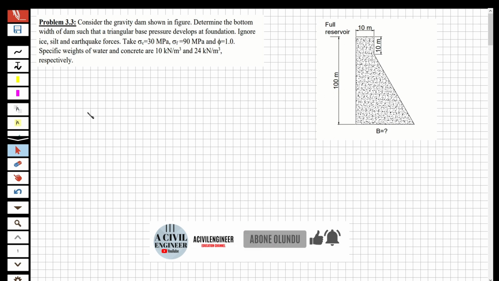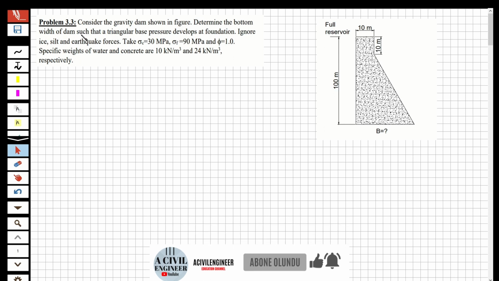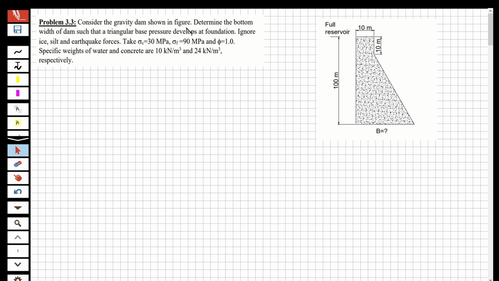So now let's pass the question. First, I'm going to read the question for you. Consider the gravity dam shown in the figure. Determine the bottom width of the dam such that a triangular base pressure develops at foundation. Ignore ice, silt, and earthquake forces, and take the stress value as 30 megapascal and the foundation stress as 90 megapascal, and phi is equal to 1, and the specific weights of water and concrete are 10 kilonewton per meter cubed and 24 kilonewton per meter cubed respectively.